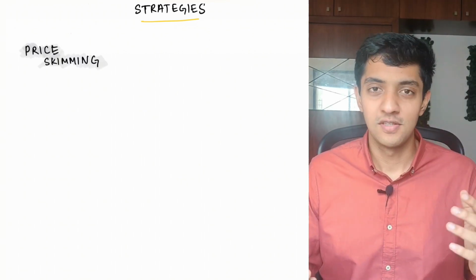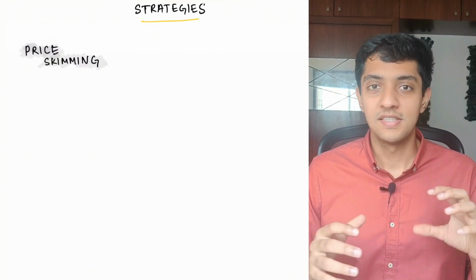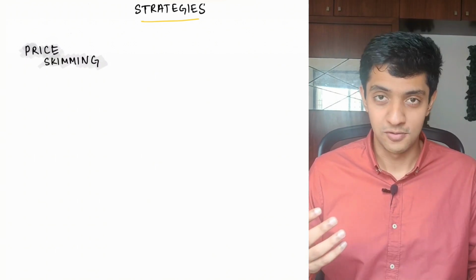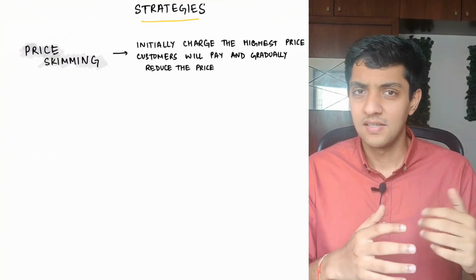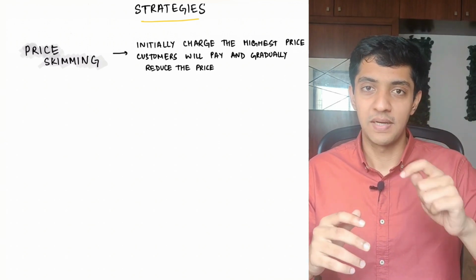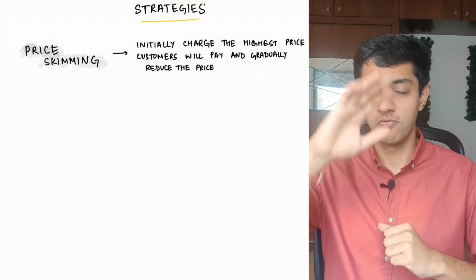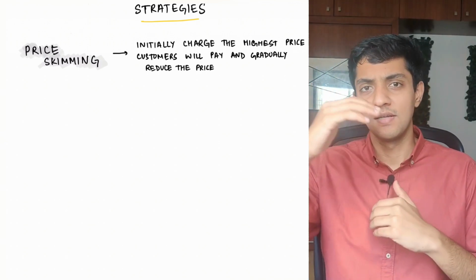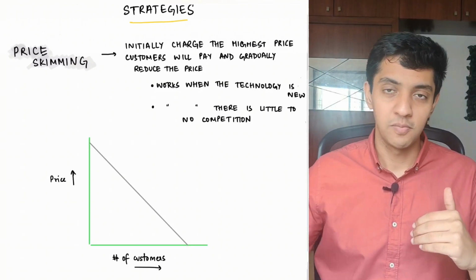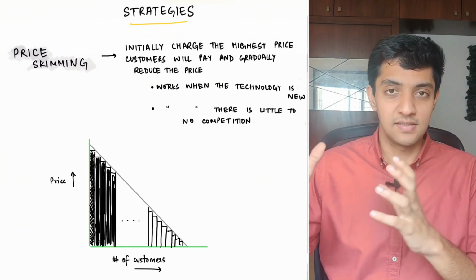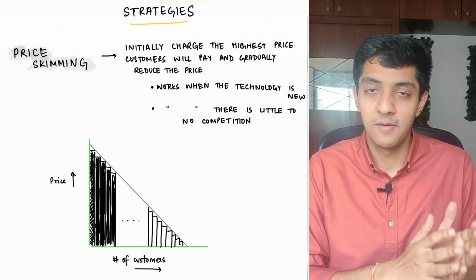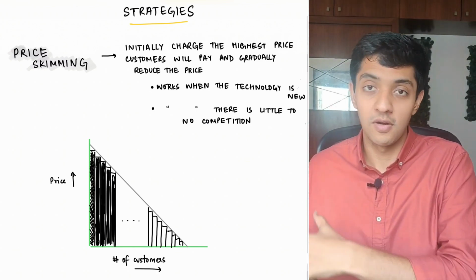So the first strategy that you can think of is price skimming. This is a strategy that you would see often used in mobile phones. The strategy here is essentially that you start off at a price that's really high, for the top end of the market, and then gradually as time progresses, you reduce the price so that you get the customers who had a lesser willingness to pay to also purchase your product.